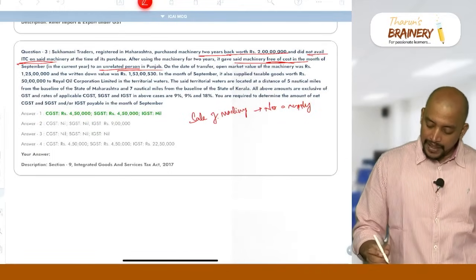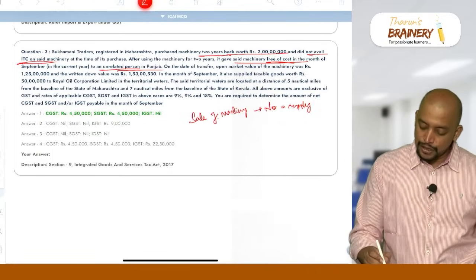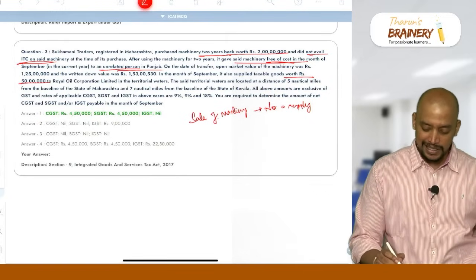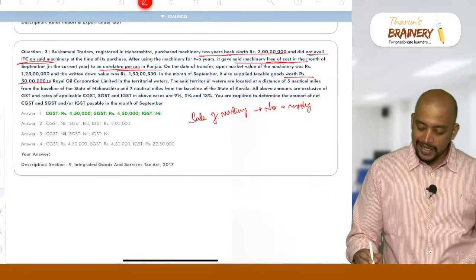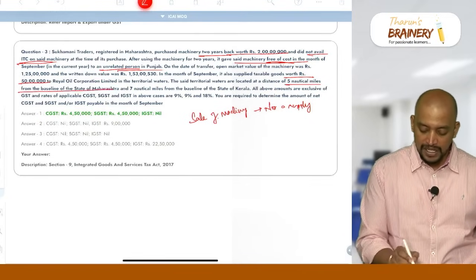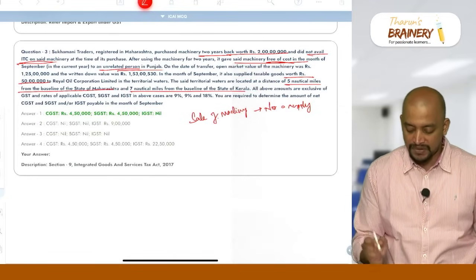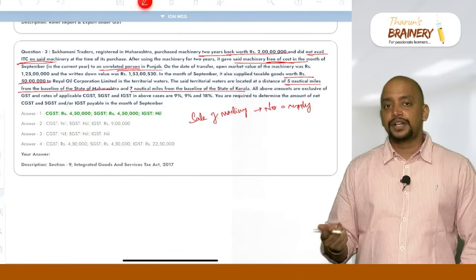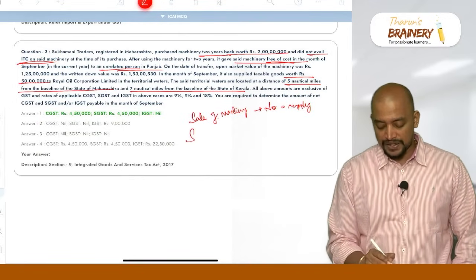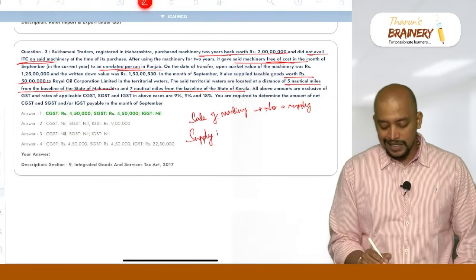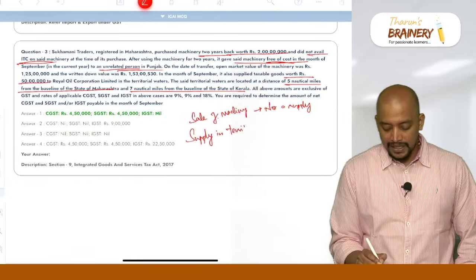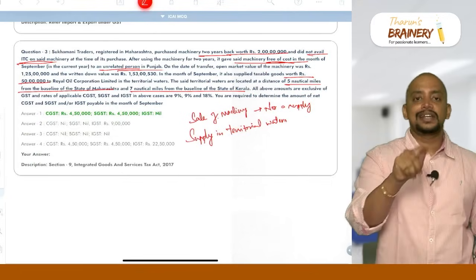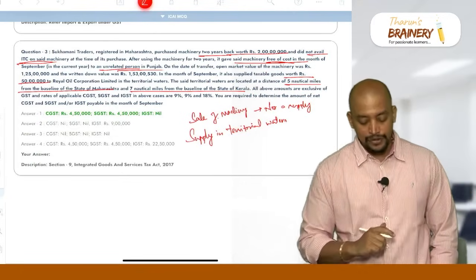Now next one, in the month of September, it also supplied taxable goods worth 50 lakhs to Royal Oil Corporation in the territorial waters. The said territorial waters were located at a distance of 5 nautical miles from the baseline of the state of Maharashtra and 7 nautical miles from the baseline of the state of Kerala. So whenever the supply takes place in the territorial waters, the nearest coastal state is the place of supply. Actually, this point is tested in the latest RTP also, May 24 RTP.